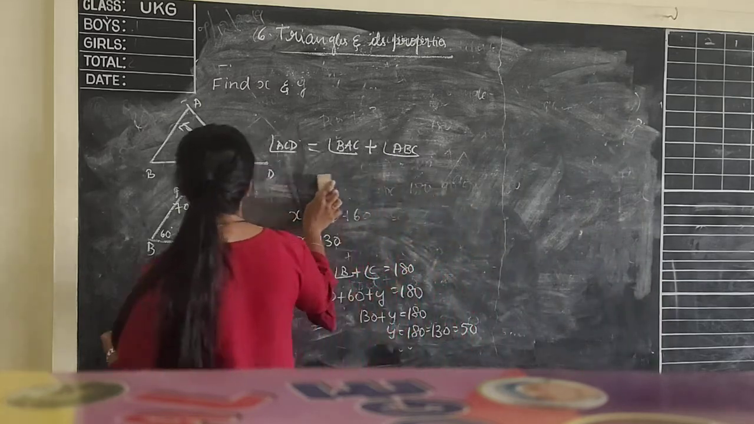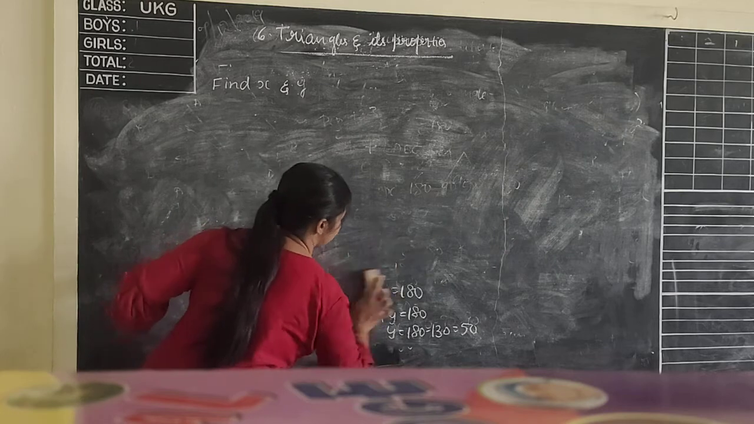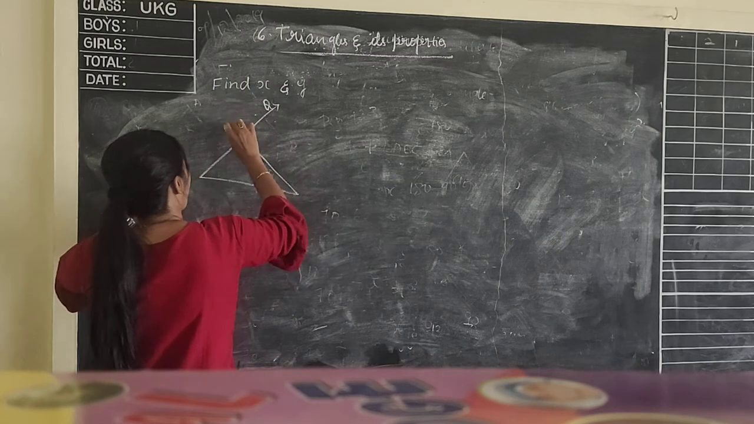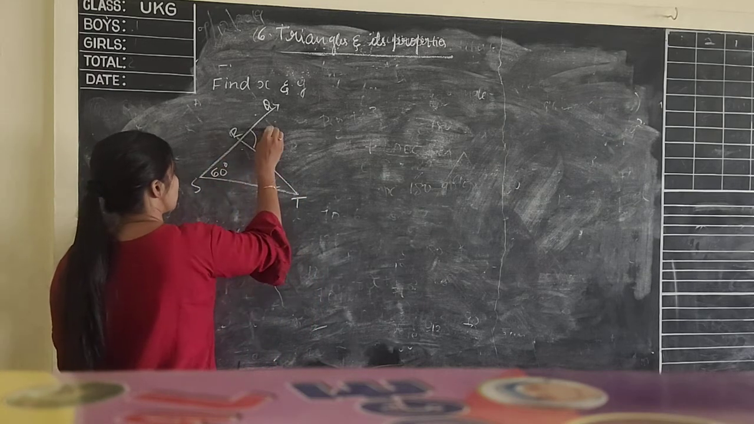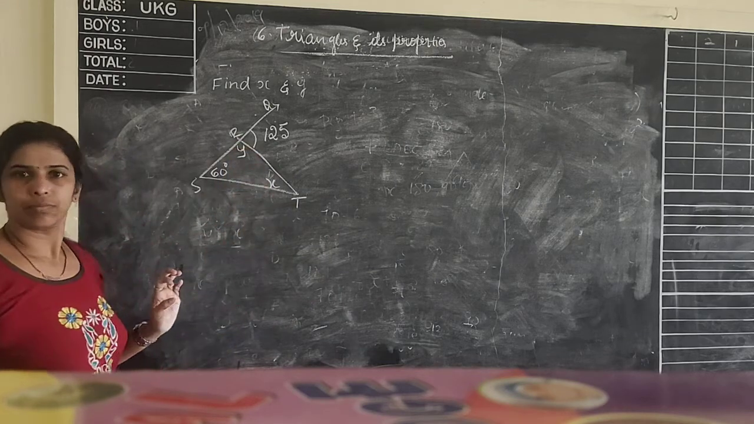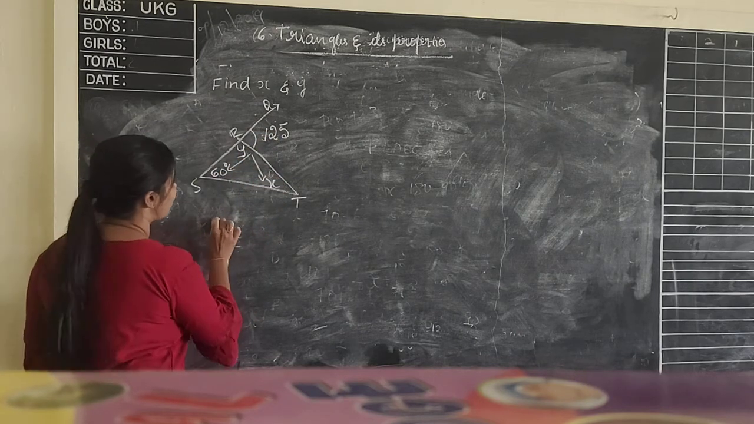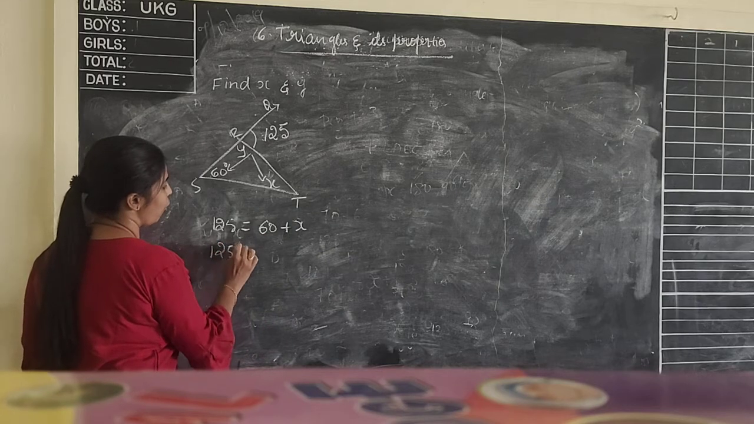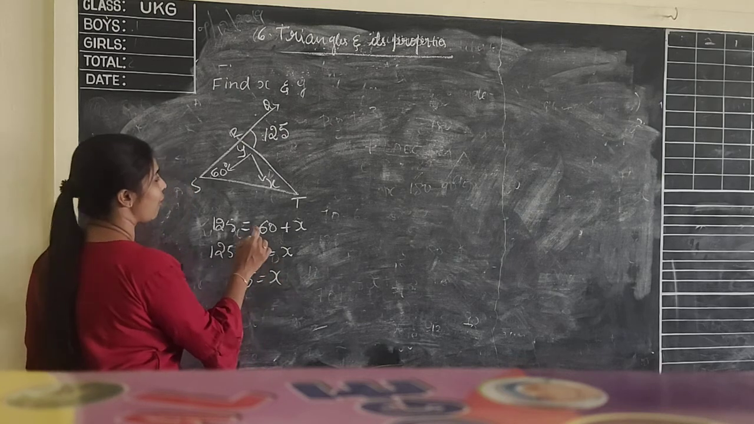Copy this. Find x and y. Now this is the exterior angle, and this is the opposite interior angle. So 125 is equal to 60 plus x. Bring this up: 125 minus 60 is equal to x. How much? 65. So the value of x is 65.